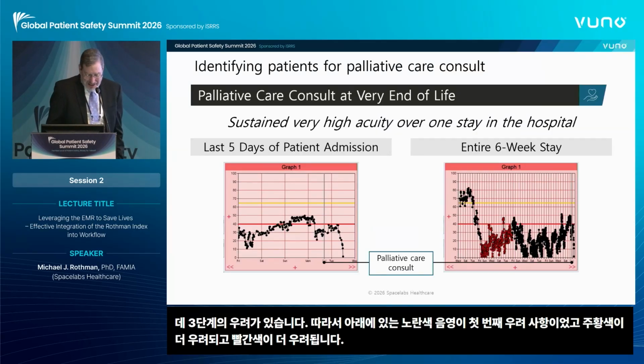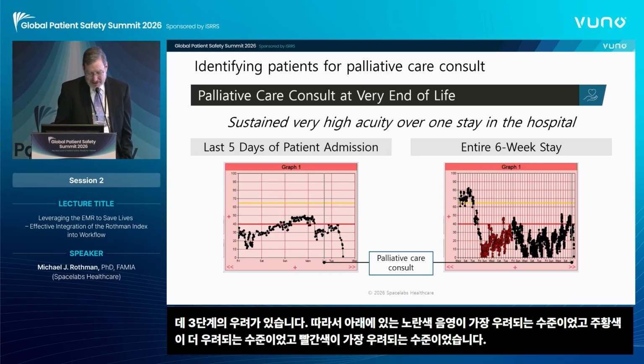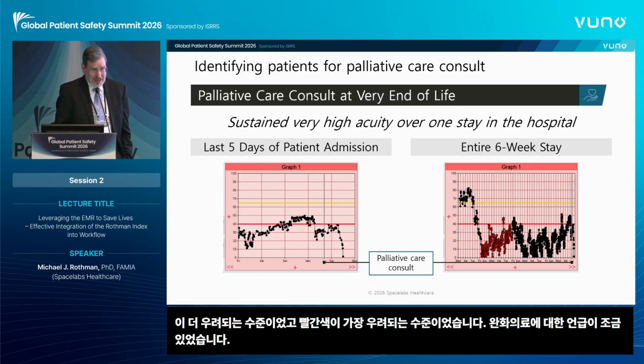Palliative care has been mentioned a little bit. The graph on the left is a patient in the last 5 days of their life. And if you can see, there's a gray vertical line there. That was when there was a palliative care consult. That was just about a day before the patient passed away.